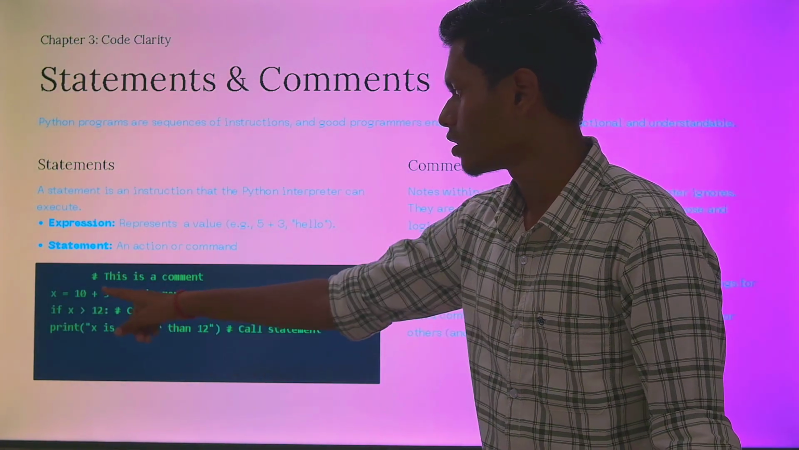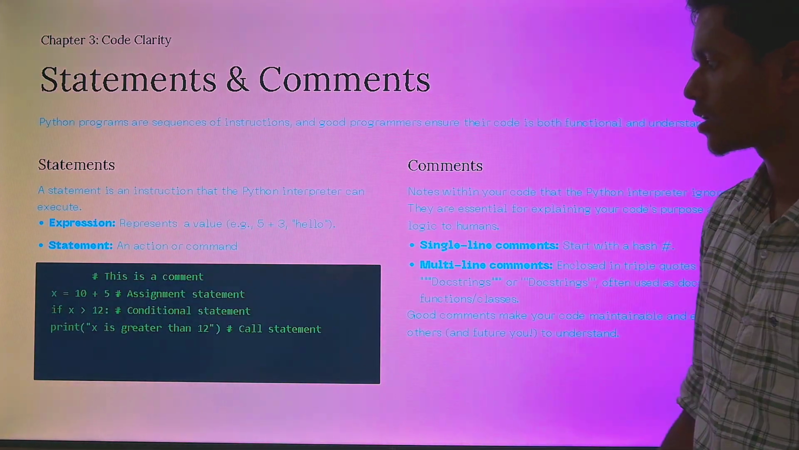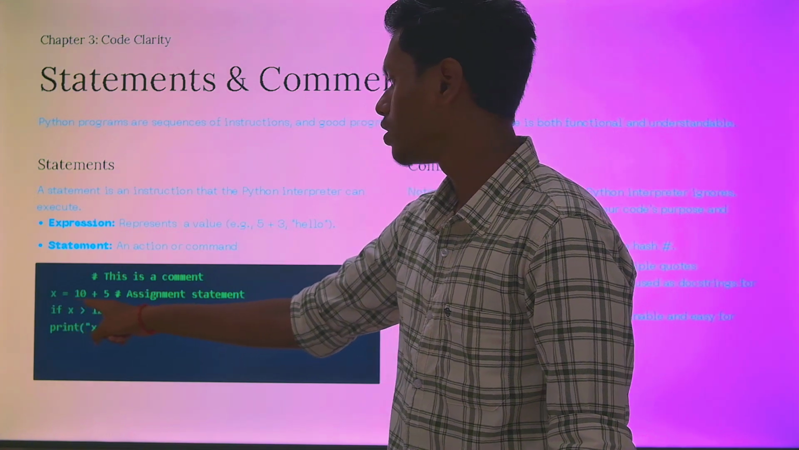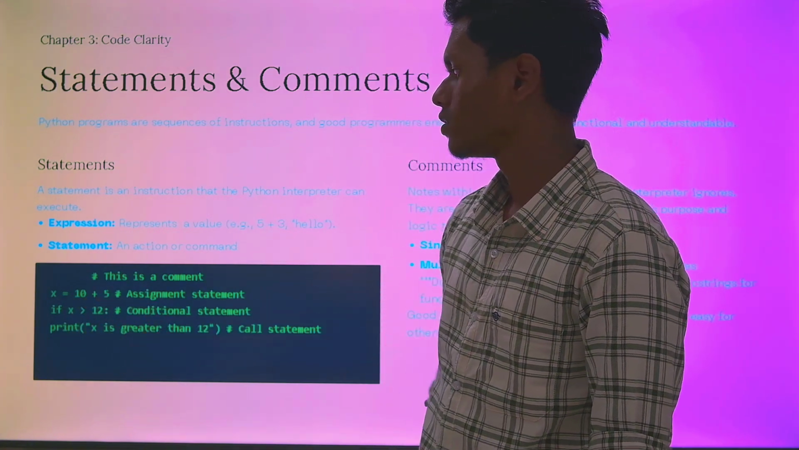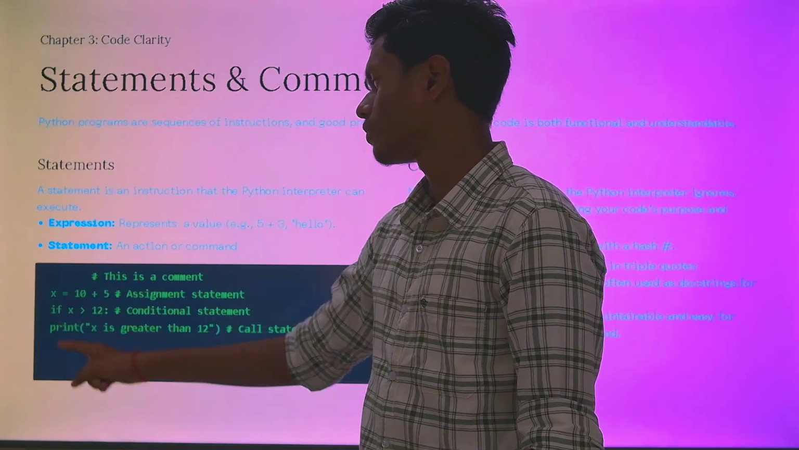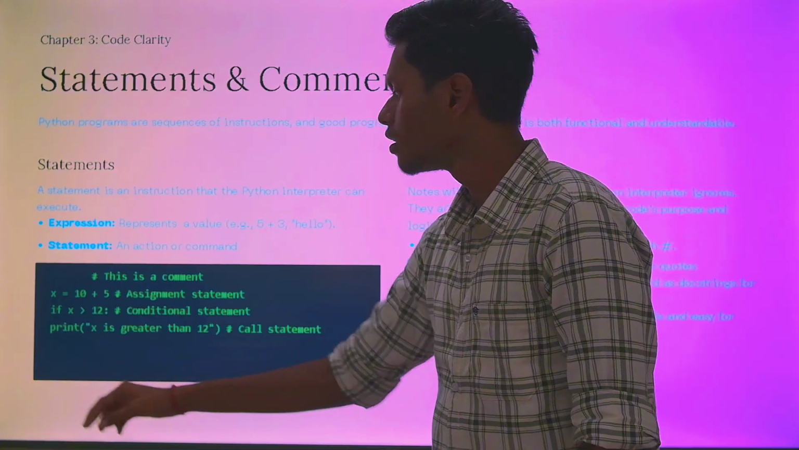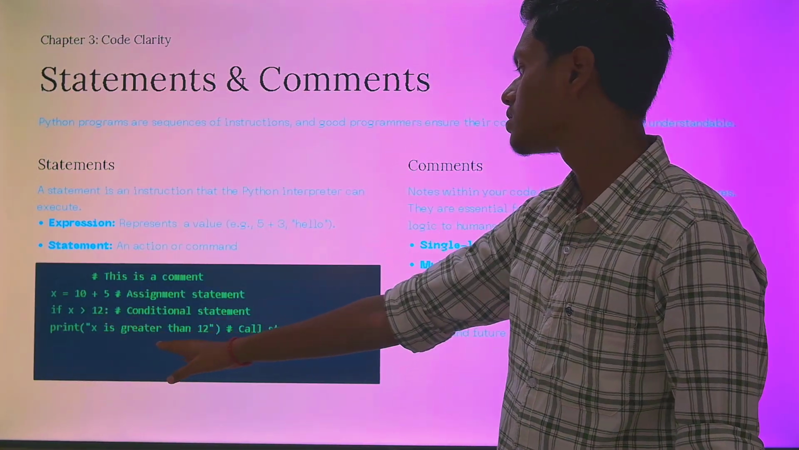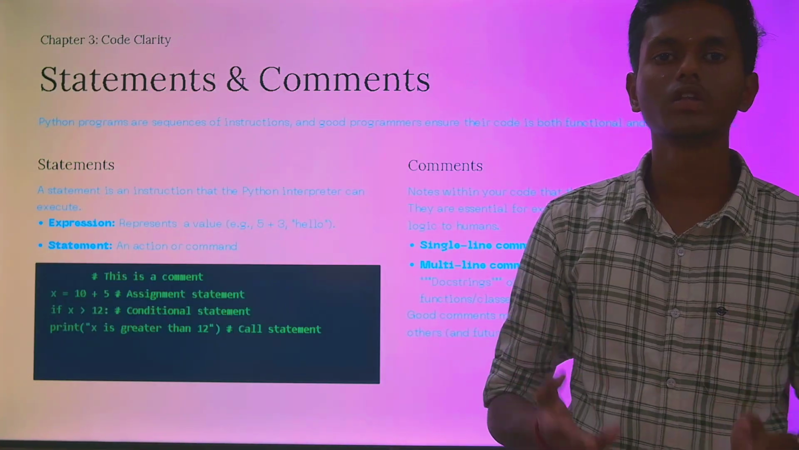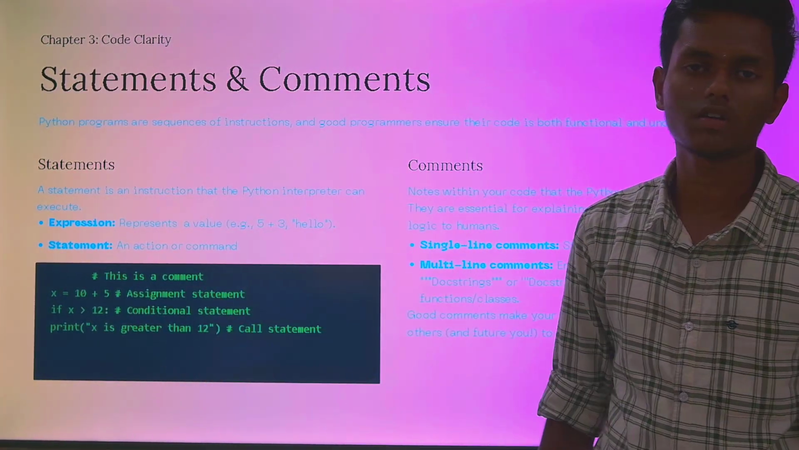This is a single line comment which starts with this hashtag. We use hashtag here. Then this is a statement: x is equal to 10 plus 5. This is the assignment statement. Then the if conditional statement: if x is greater than 12, then print x is greater than 12. This is the call statement. This example clearly shows what is a comment and what is a statement.